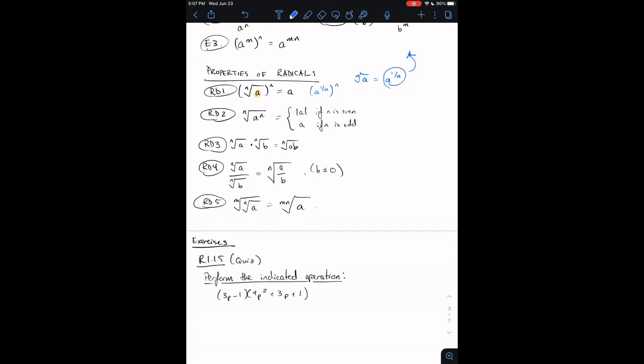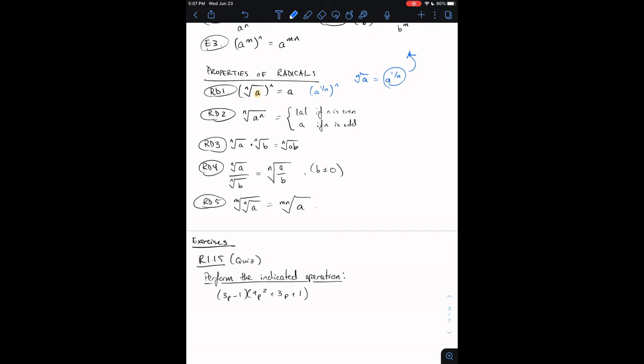If you have two different bases, but the radical is the same, then you can bring those two bases together under the same radical. So that's the third property. The fourth property is the division analog of the third property. So if you have two different bases with the same radicals that are being divided, you can bring them under the same radical as a division.